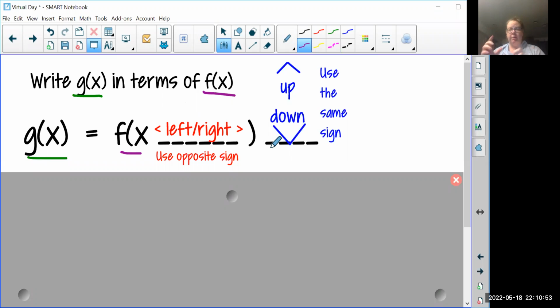Then the number after the parentheses is telling you if it's moving up or down, and it's the same sign. So if it's moving up, you're going to use a positive, and if it's moving down, you're going to use a negative.